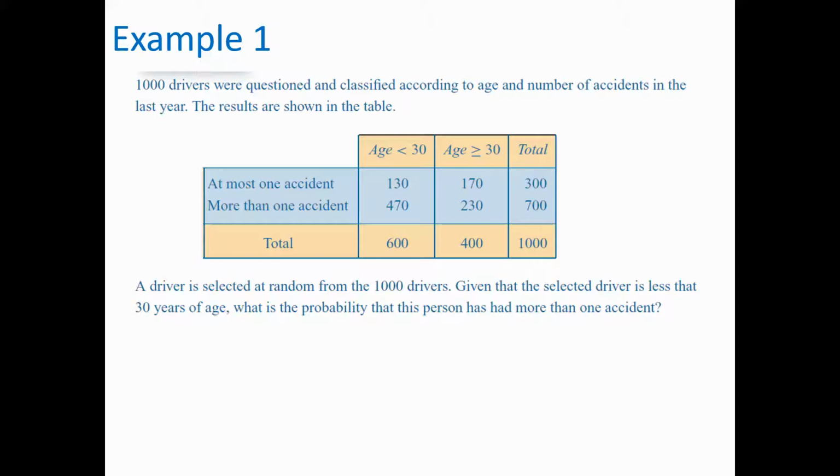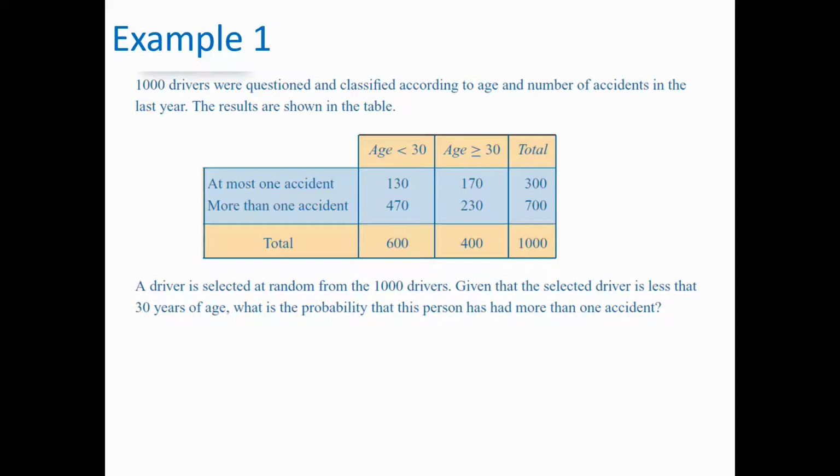Yeah, because it changes the group. Initially it was 1,000, with people who are less than 30 and people who are greater than 30 mixed up. But when I tell you that I've selected someone who is already less than 30, I know these 400 people don't fit. It's out of the 600. So out of these 600 people, those people are less than 30.